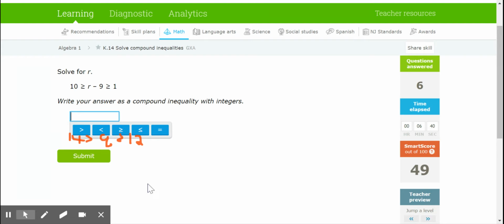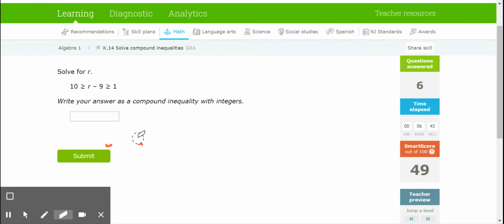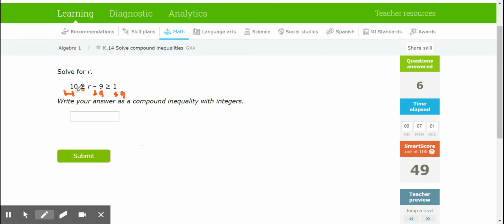Okay, starting to get a little bit tougher. This is all connected, so it's an implied and statement. 10 is greater than or equal to r minus 9, which is greater than or equal to 1. I'm going to add 9 to all sections of the inequality. So 10 plus 9 is going to give me 19, which is greater than or equal to. That cancels, and I'm just left with r, which is greater than or equal to 1 plus 9, which is 10.